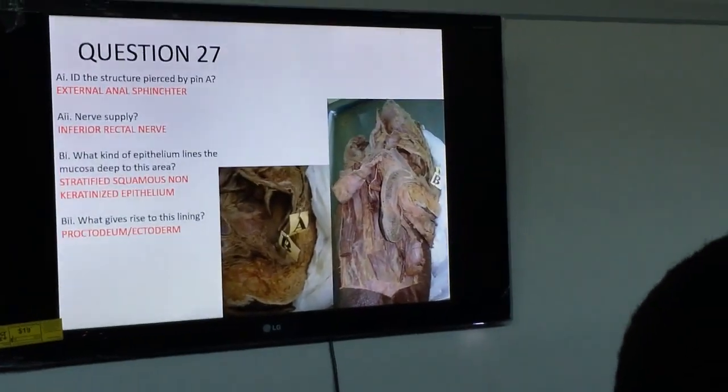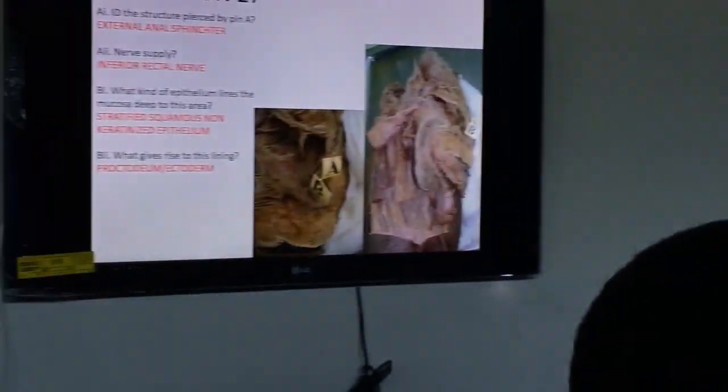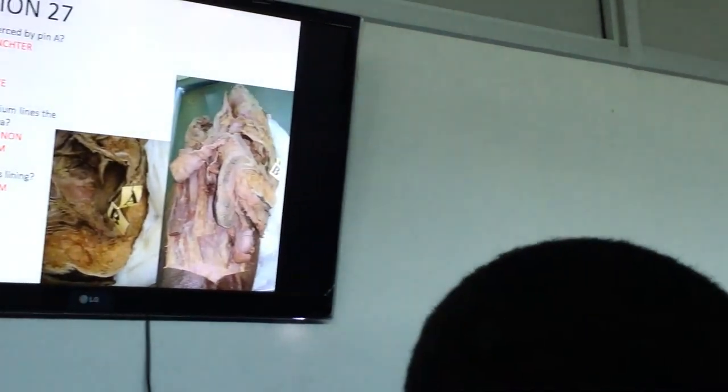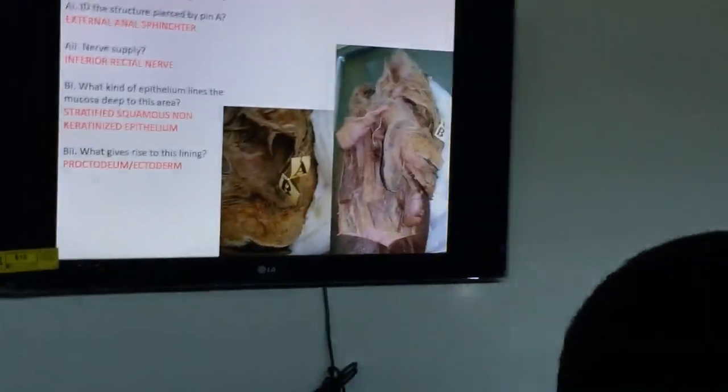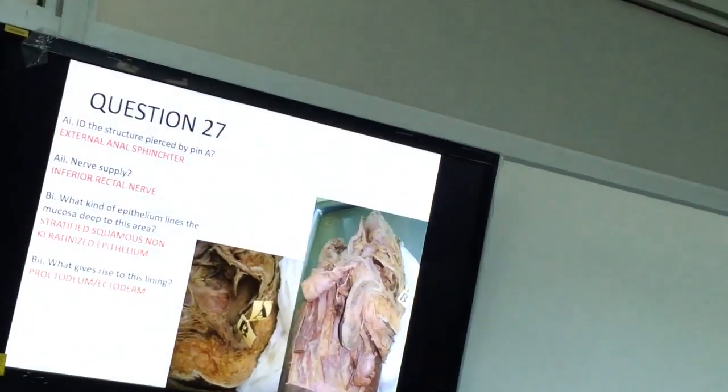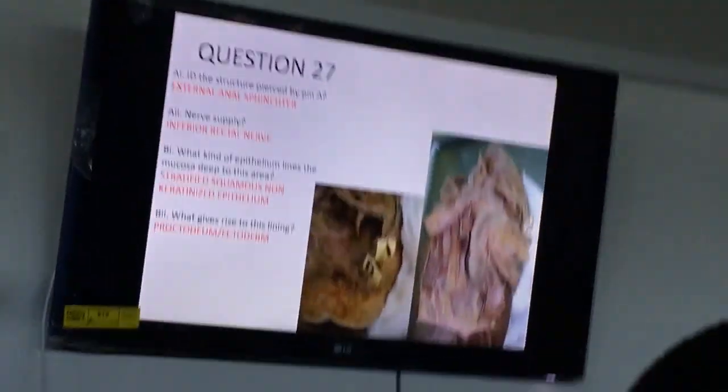But look here now, guys. Below the pectinate line, the epithelium abruptly changes to stratified squamous non-keratinized. And that is derived from the proctodeum, which is ectoderm, right? Everybody get that?